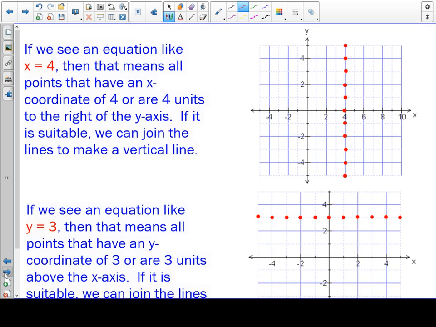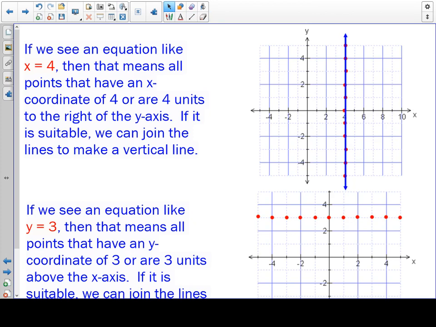Okay. Now we're going to take a look at a couple other things. If we see an equation like x equals 4, then that means that all points that have an x coordinate of 4, or that are 4 units to the right of the y-axis, we can join the points to make a vertical line. So if we see the line x equals 4, then that means we're talking about this line right here. All these points have an x value of 4. That's why it's called x equals 4. So x equals 4 makes a vertical line.